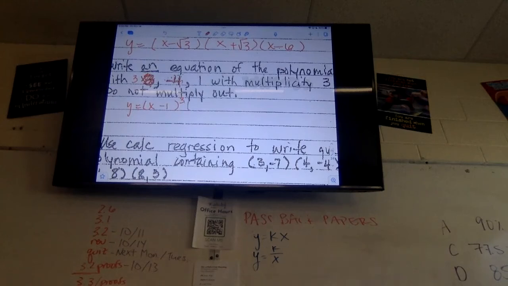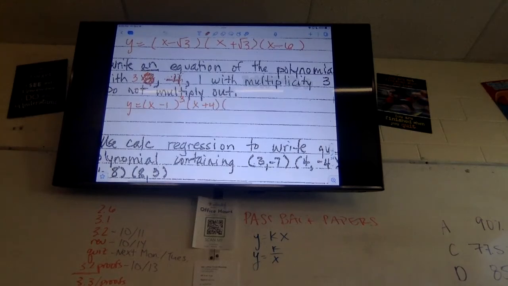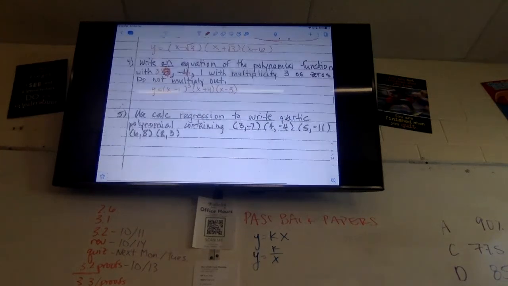All right, what about the -4? Does it have a multiplicity or an exponent? No, it's just going to be x plus. Good. And then what's my last factor? What's my last 0? X minus 3, good. I said this one don't multiply out because if we had to multiply it out, we'd have to do x minus 1 times x minus 1 times x minus 1, and then take all of that and multiply that by x plus 4, and then multiply that by x minus 3. And that would be an exponent of 5, and that just feels like a lot of work for no reason. So we don't have to multiply that one out.